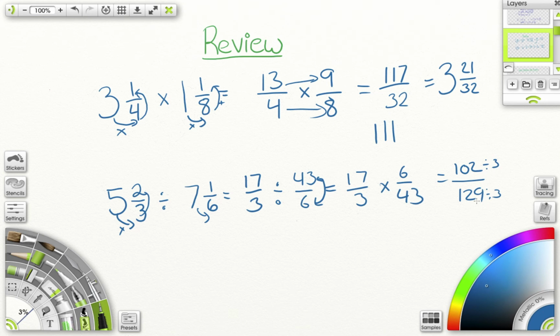These are not both even numbers. So I look at 3. Can I divide both of them by 3? I quickly punch them into a calculator. If neither of them are decimals, I know I'm good. So 102 divided by 3 gives me 34.